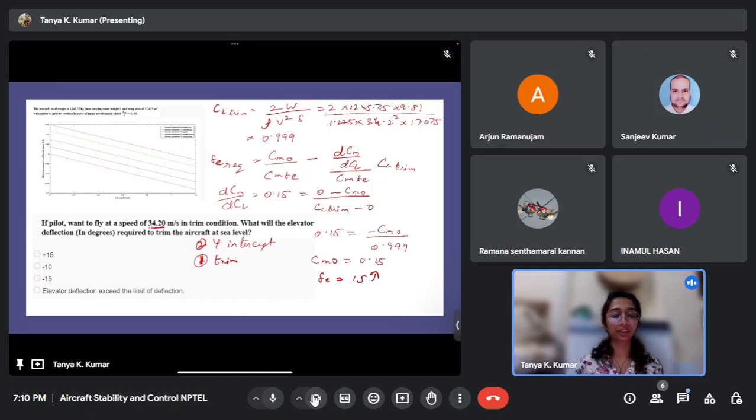According to our sign convention, is elevator deflection up positive or negative? This is negative, right? Deflection downward is positive. We just discussed this, so it's minus 15 degrees. Alright, so next question.